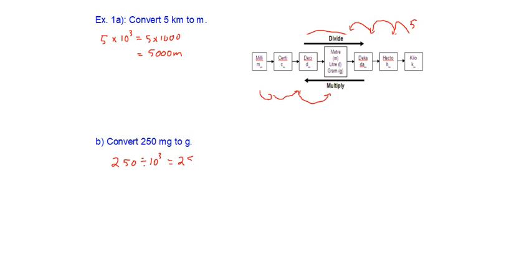As I said, if you prefer, you could write that as 250 divided by 1,000, which would equal 0.25. And this would be in grams. So 250 milligrams would equal 1/4 of a gram. All right, so that's using the metric system.